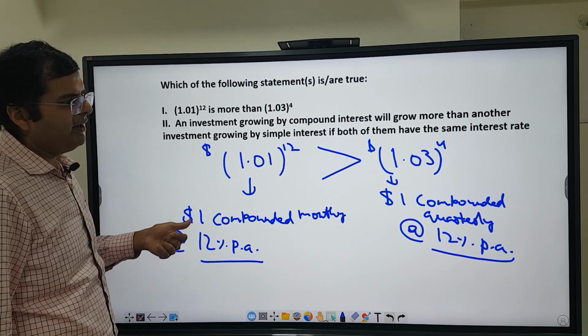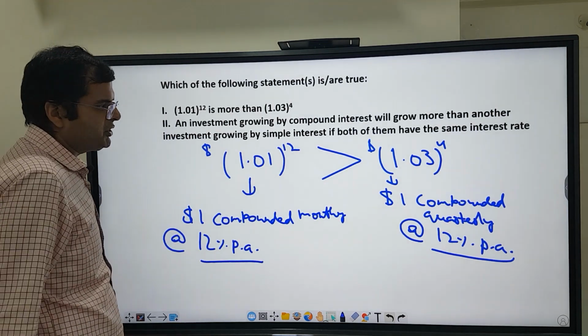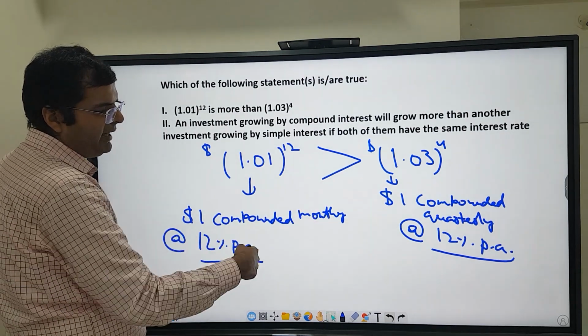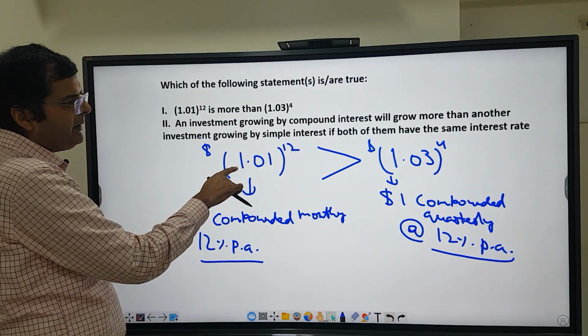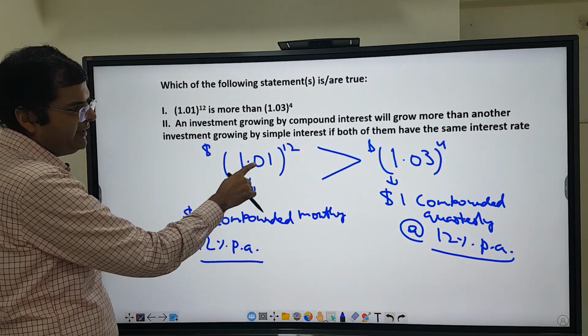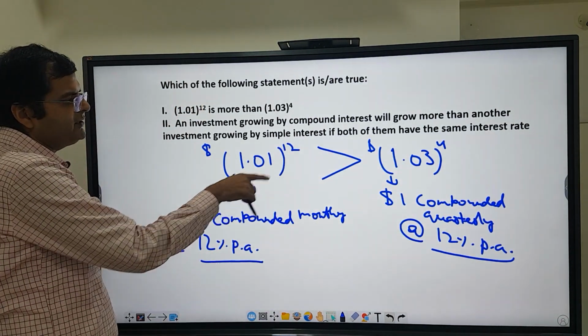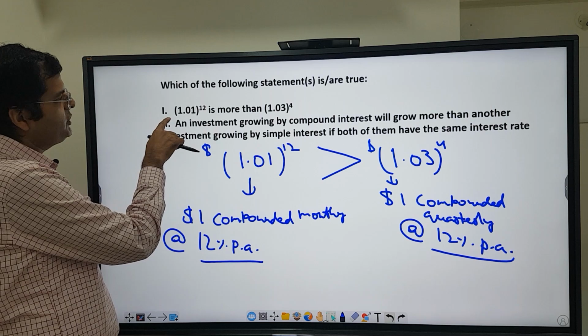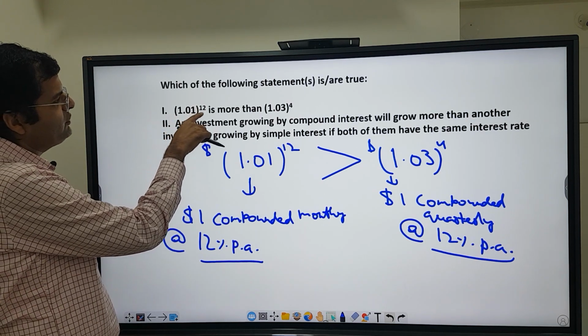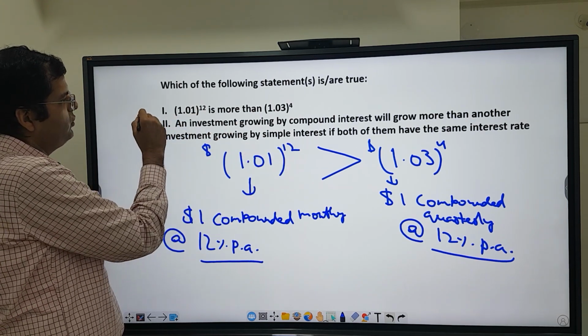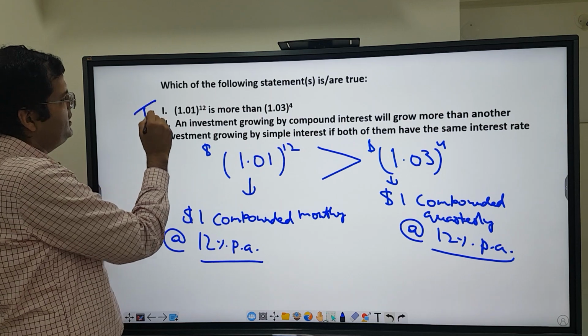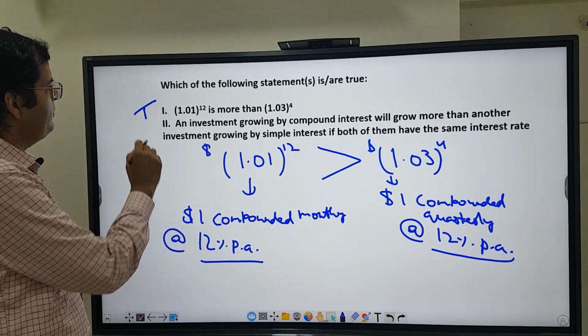It is primarily a compound interest question. So if it is 12% per annum in both the cases, the compounding frequency is more in this case because it's a monthly compounding, and there it was a quarterly compounding. Okay, so this will yield a bigger value. So point 1 says 1.01 raised to 12 is more than 1.03 raised to 4. So this is true. I write T for statement 1.